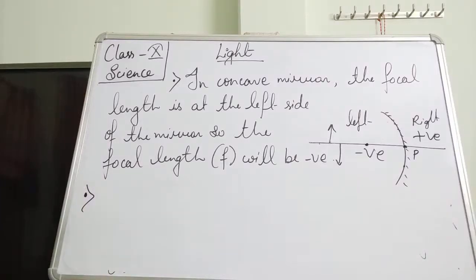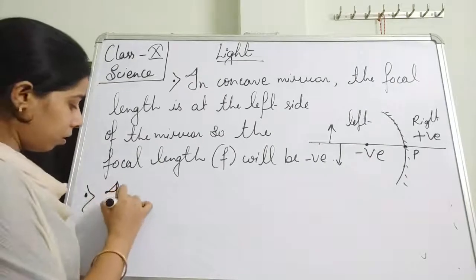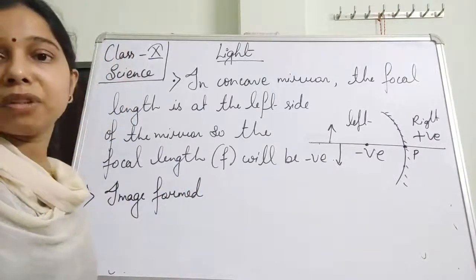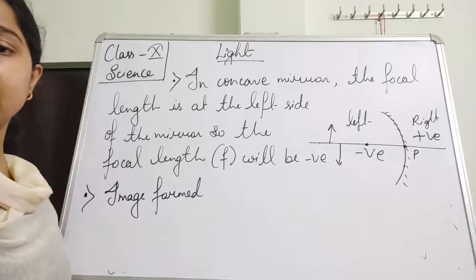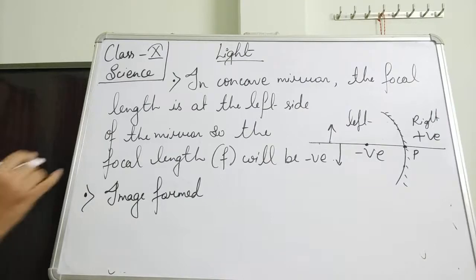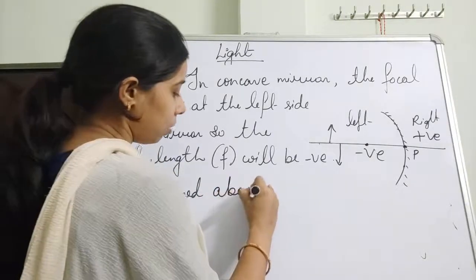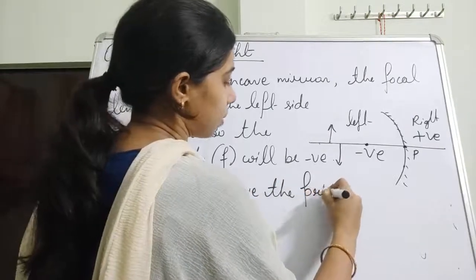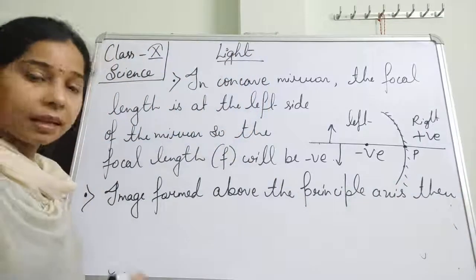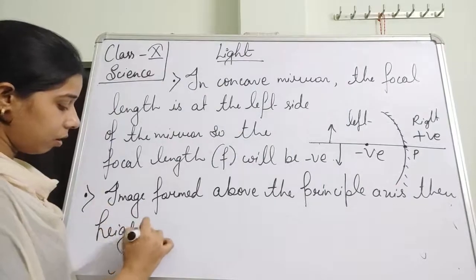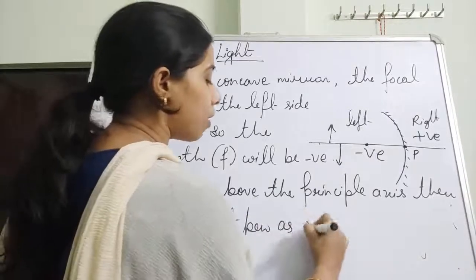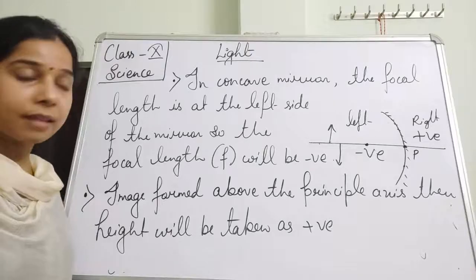Okay, so we can say here that the image formed above the perpendicular, above the principal axis, then height will be taken as positive. At that time the height we will take as positive.